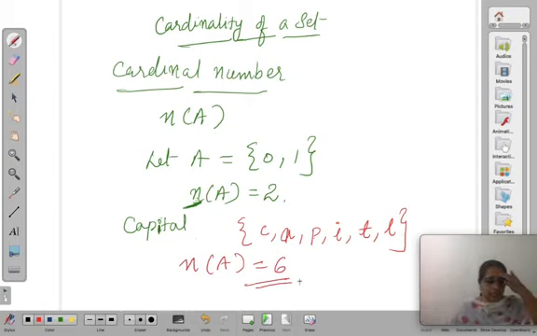Now write it: the number of distinct elements in a finite set is called the cardinal number of the set and denoted by n(A). Next, cardinality of a set is a measure of the number of elements of the set. Then two more things we have to study, that is equal sets and equivalent sets.